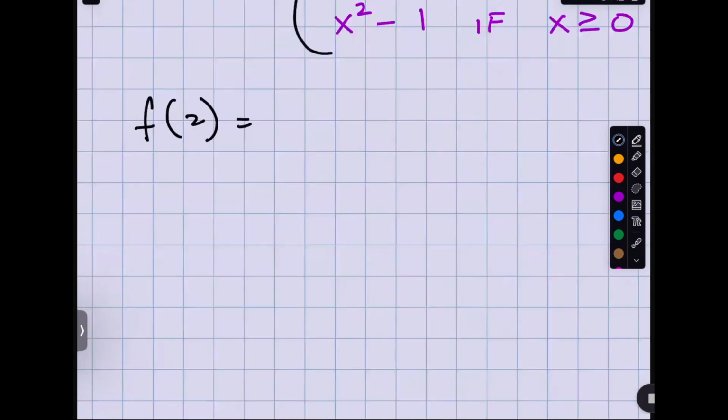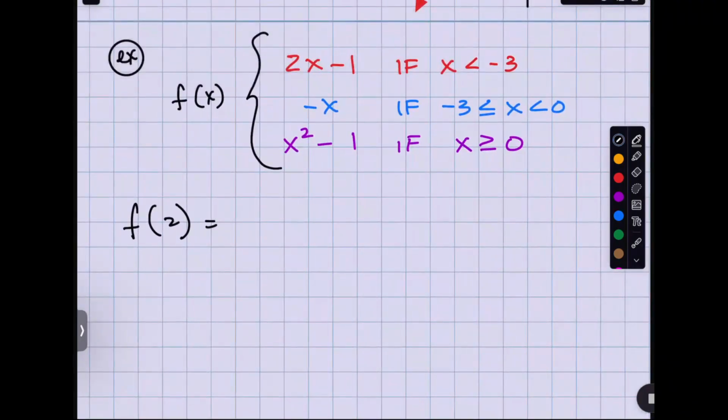Okay. Where does the x value equal to 2 land? In the red, blue, or purple? Do you agree? Yeah, because it's greater than 0. So I wouldn't plug into all three, would I? I would plug into the one in purple. If I plug 2 into purple, what do I get? Agree?